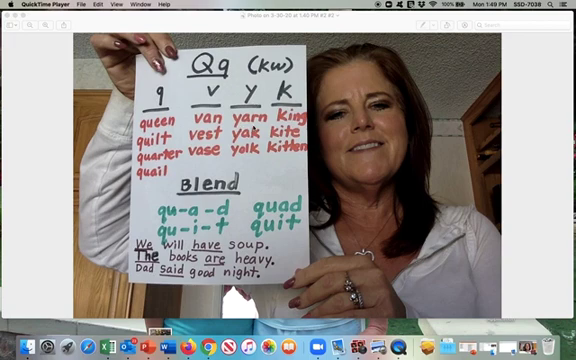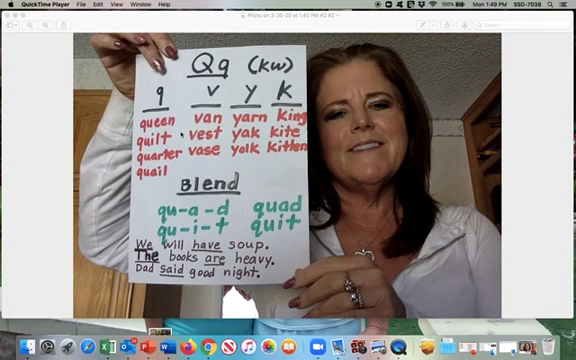Then we have our Y, the Y sound with our yak. We have yarn, yak, yoke. And last is the letter K. The sound is K for king, kite, and kitten.